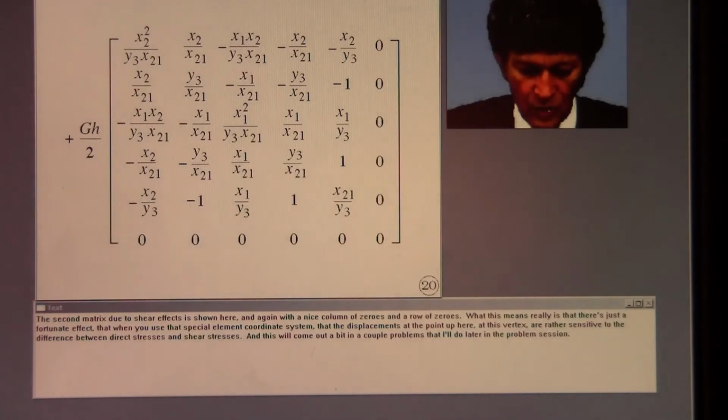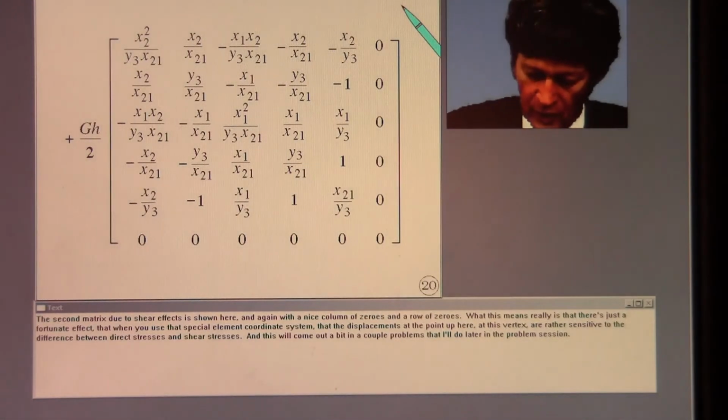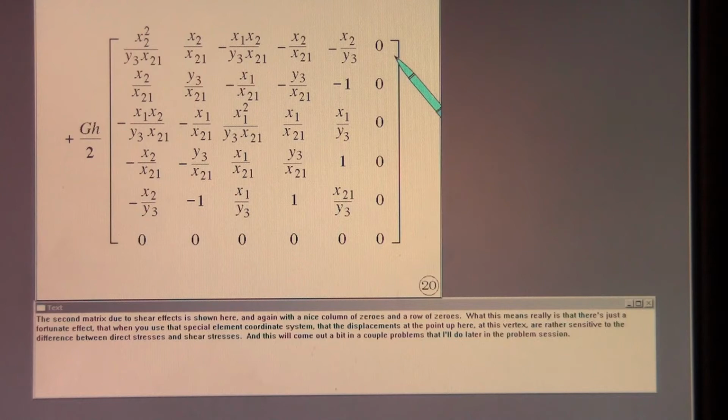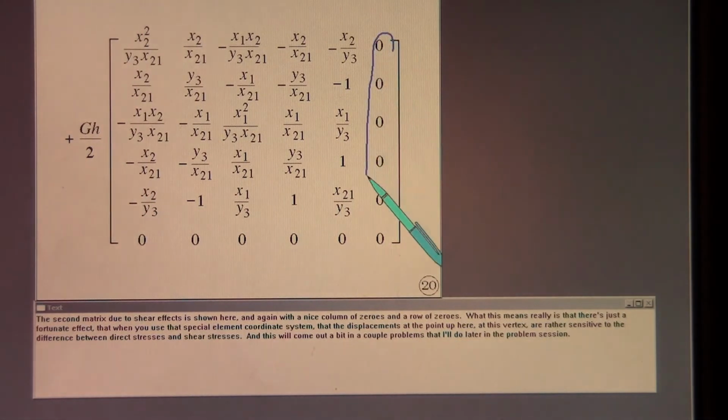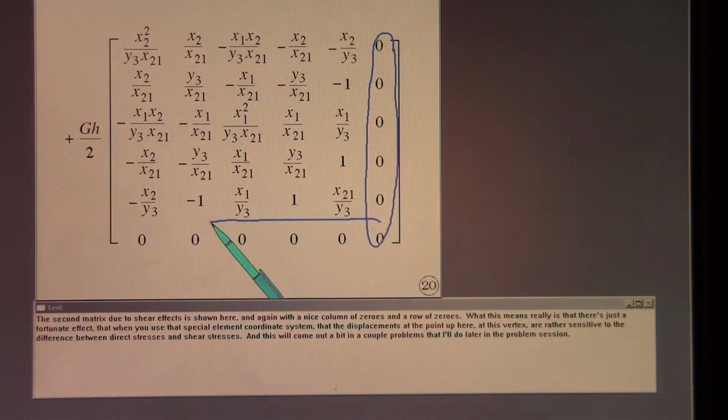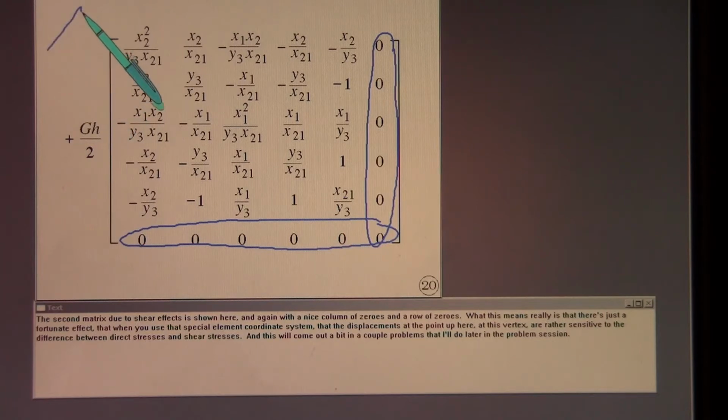The second matrix due to shear effects is shown here, and again with a nice column of zeros and a row of zeros. What this means really is that there's just a fortunate effect that when you use that special element coordinate system, the displacements at the point up here at this vertex are rather sensitive to the difference between direct stresses and shear stresses. And this will come out a bit in a couple problems that I'll do later in the problem session.